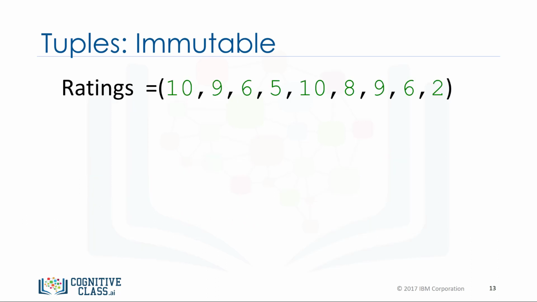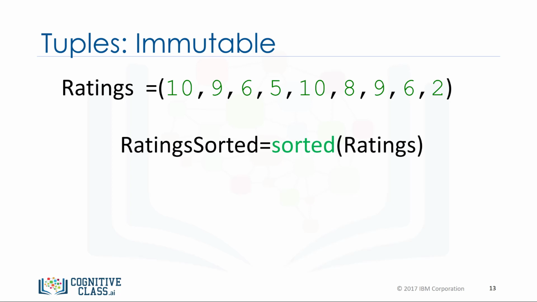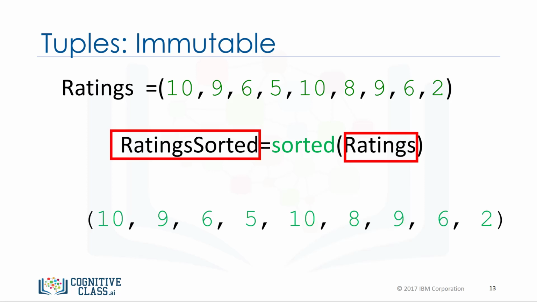As a consequence of immutability, if we would like to manipulate a tuple, we must create a new tuple instead. For example, if we would like to sort a tuple, we use the function sorted. The input is the original tuple. The output is a new sorted tuple. For more on functions, see our video on functions.